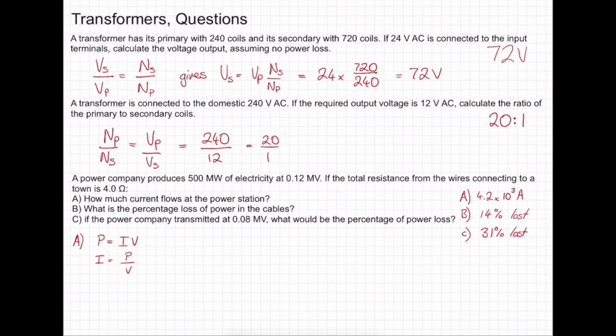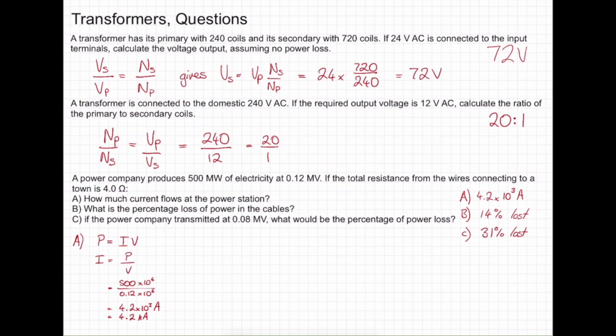Now we can just substitute some numbers in. We have our power equal to 500 megawatts divided by 0.12 megavolts, which gives us 4.2 times 10 to the 3 amps, or 4.2 kiloamps. Part B. What is the percentage loss of power in the cables?